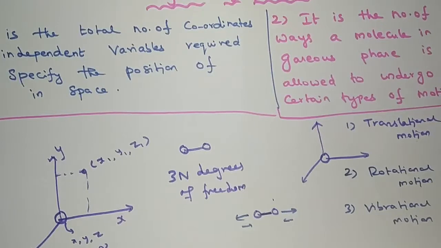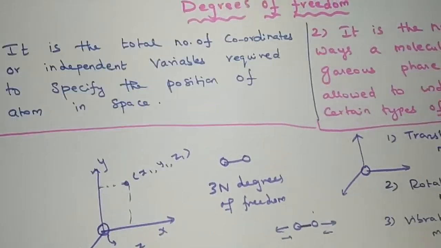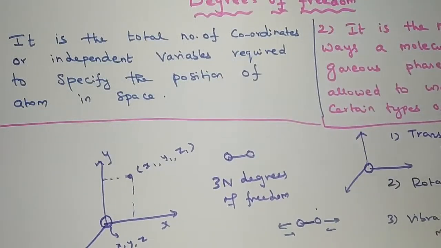Now we have got two definitions, and we are going to correlate this. What is my first definition for degrees of freedom? It is the total number of coordinates or independent variables required to specify the position of atom in space.